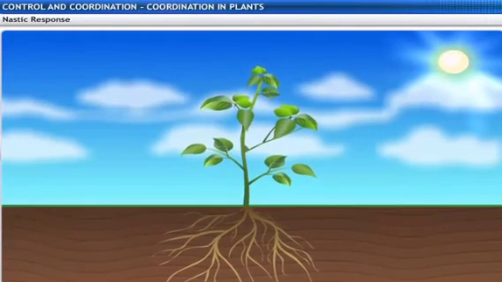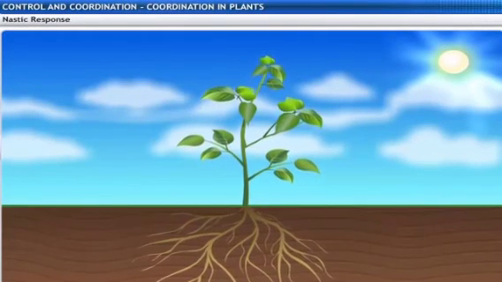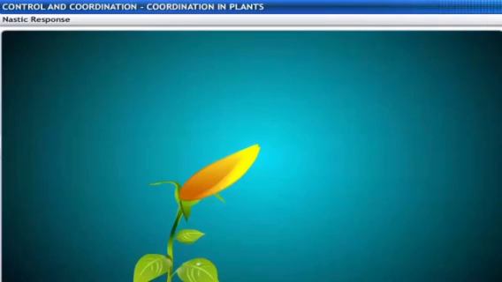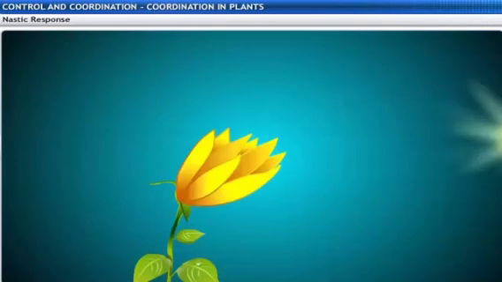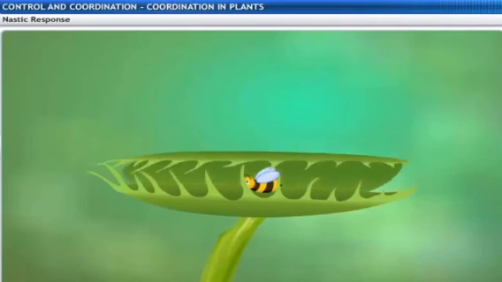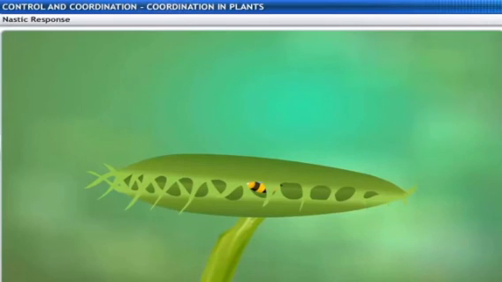Unlike tropisms, movement in plants do not occur in the direction of the stimulus. Some other examples are the opening and closing of flowers and the movement of the Venus flytrap.